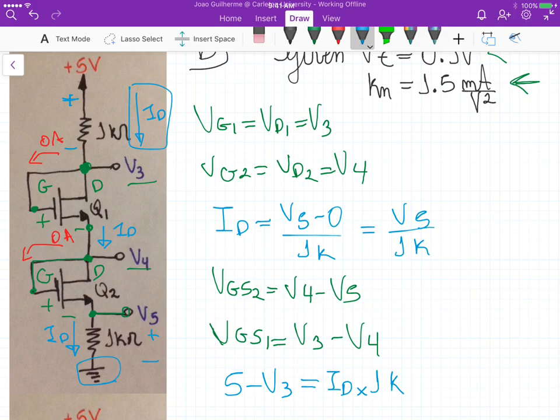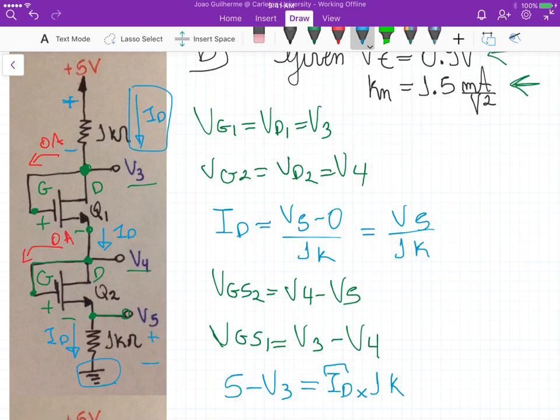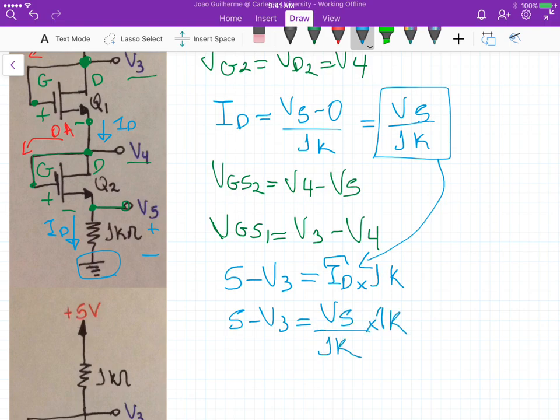And we know that ID, this one here, is actually V5 over 1K. So if we substitute this one here, we get another equation that relates V3 with V5. So 5 minus V3 is equal to V5 divided by 1K times 1K. Those two cancel. And then we get an equation that basically tells us that V5 is equal to 5 minus V3.